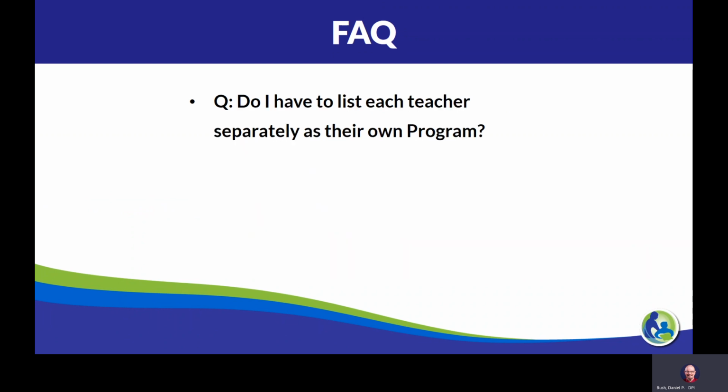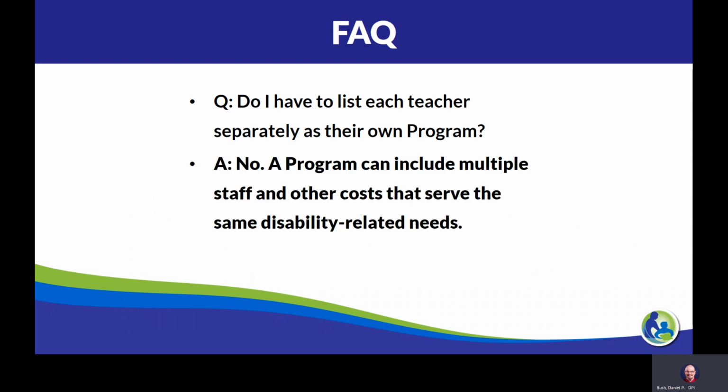Do you have to list each teacher separately as their own program? The answer to that is no. A program can include multiple staff, multiple other costs, all of which serve the same disability-related needs. If you have a cross-categorical program at your high school with 15 teachers, 5 classroom aides, a supply budget, some technology, etc., those should all go under the same program with the same label. All of those will then get assigned based on the enrollment data you enter for the program and for the individual high-cost students.